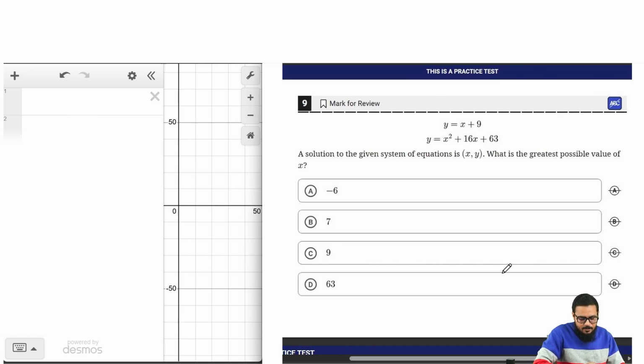According to the given system of equations, x comma y is a solution to the given system of equations. What is the greatest possible value of x? If I want to do this question manually, I won't recommend you guys to do this question manually. But let's say if I'm doing this manually, y equals x plus 9.